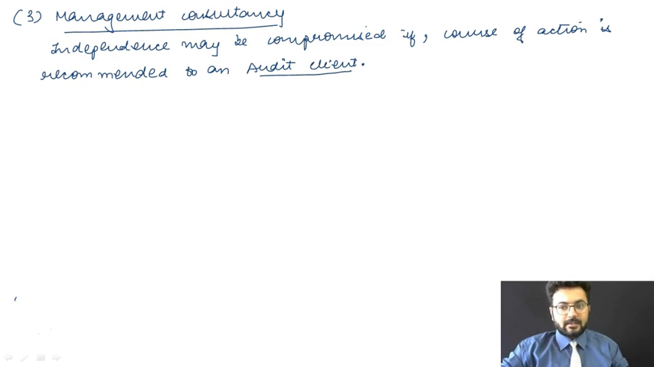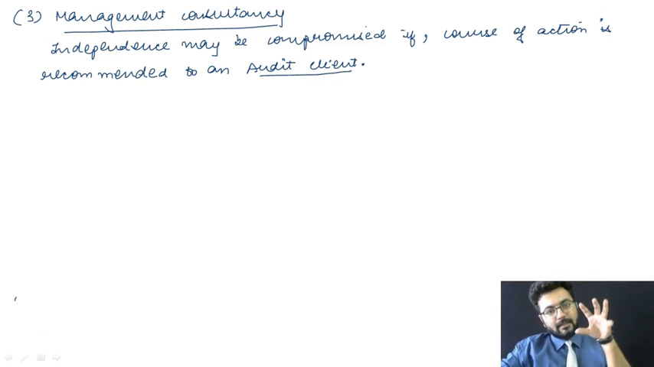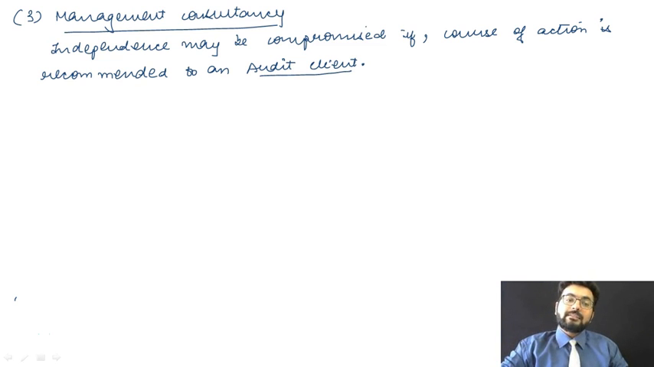Got it? Understanding my point? That independence is going to be compromised. How will that be compromised? There is an auditor. He is an auditor.